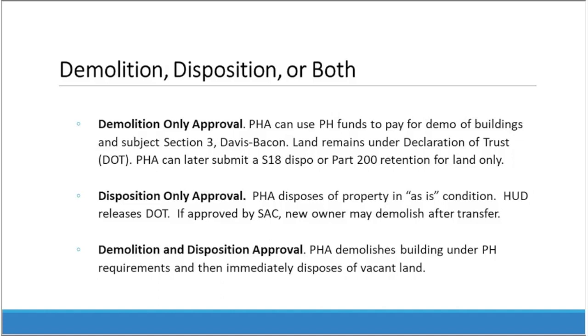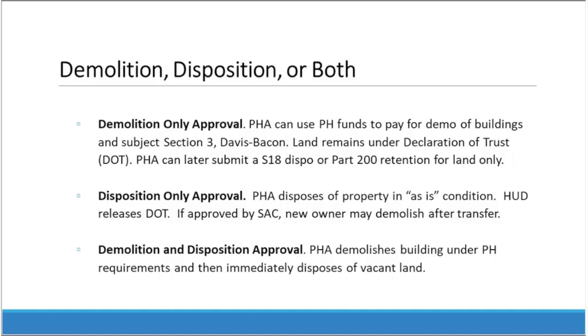Second is disposition. So under disposition, you're selling the property as is. There is a disposition, so it does have to transfer, and we'll talk about that here in a little bit. So what you're asking for under this request is that you are allowed to transfer ownership of the building to another entity. Upon transfer, HUD releases its DOT. Once that's done, the building can be torn down. So again, depending on what you intend to do and questions around timing, you can do a disposition only and then have the building razed after the disposition occurs.